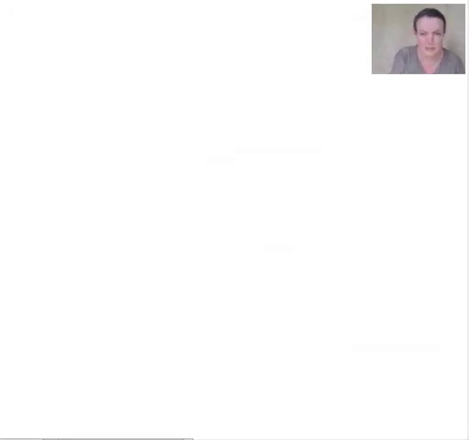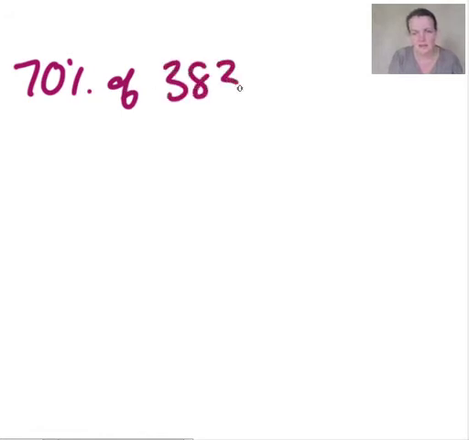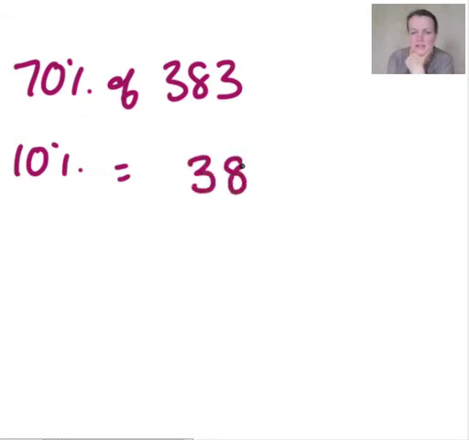And so we've got 70% of 383. I think we're going to have to find 10% of that. So 10% equals, just move the decimal point over, 38.3. 70% will be 7 lots of that, won't it?